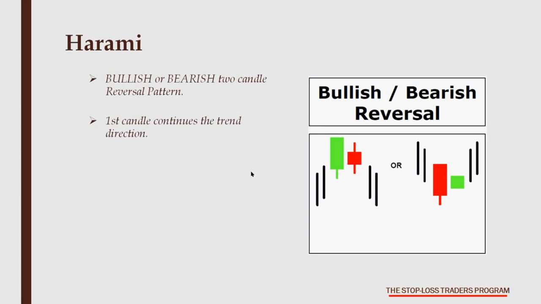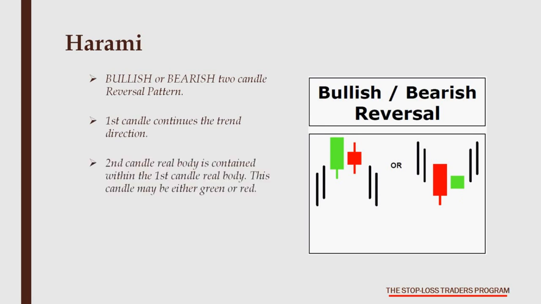First candle continues the trend direction. Second candle, real body is contained within the first candle real body. This candle may be either green or red. Okay, it can be green or red. It doesn't matter. Ideally, it should be of the opposite color, but it can be green as well. Like in this case, the green candle is there. This can also be green, but the body should be contained inside this candle's body. And ideally, there should be a pro gap. Pro gap should happen, right?